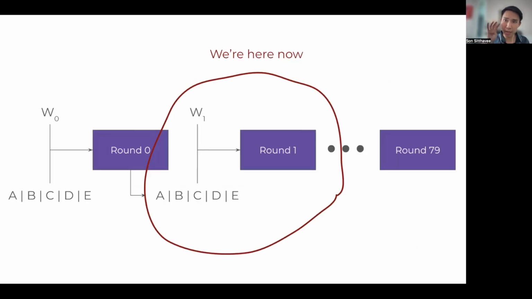We have the updated A, B, C, D, E, and the second word. We do the same equation again. We cook it again, but because we put in new values, it always produces a different output. We update A, B, C, D, E again, and we keep repeating this for the 80 rounds.